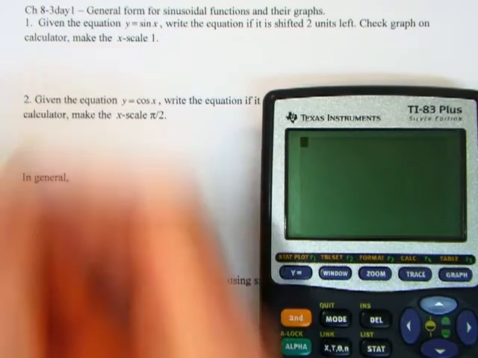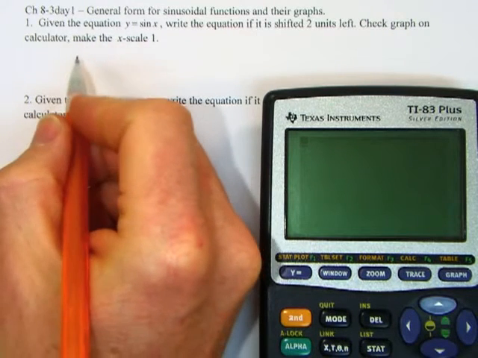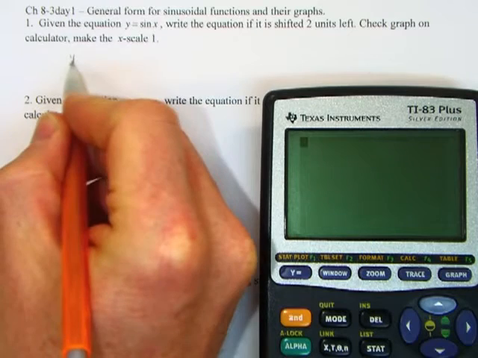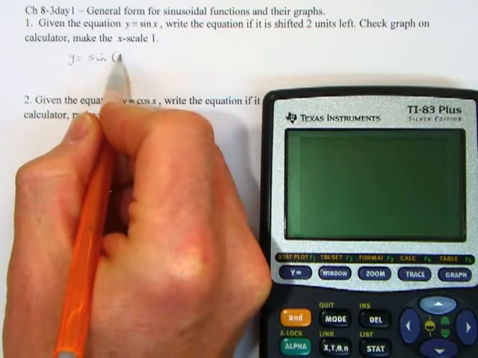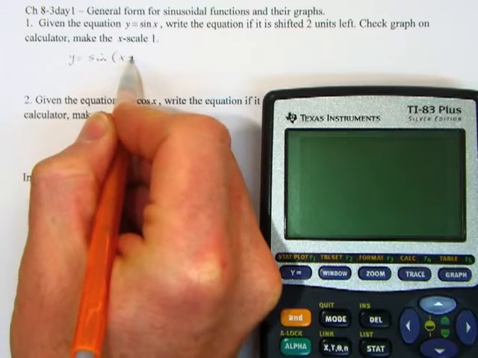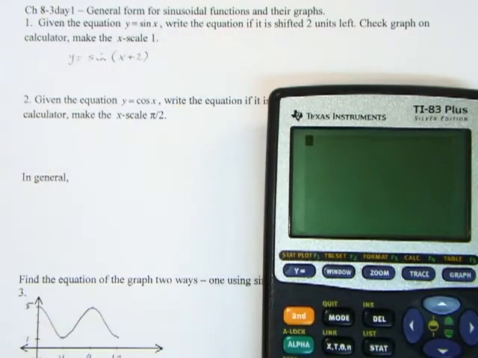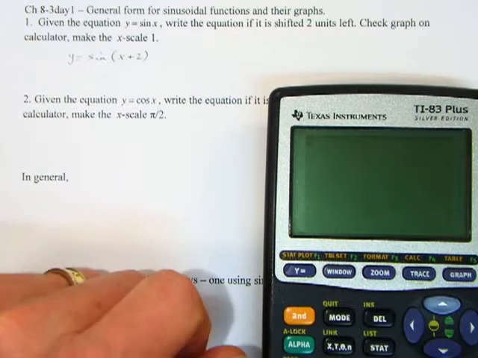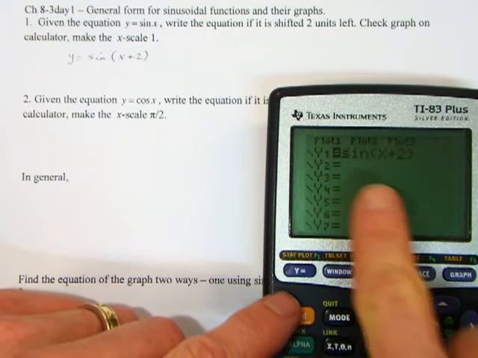So remember, the key number when you're dealing with x shifting right or left is 0. And what would you have sine of what, so that when we plug in 2 it gives us 0? It'll be x plus 2. So when we plug in -2, we get sine of 0. And so our 0 is being shifted 2 units left. We can take a look at this.